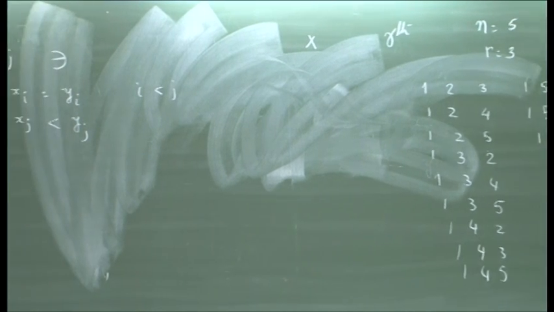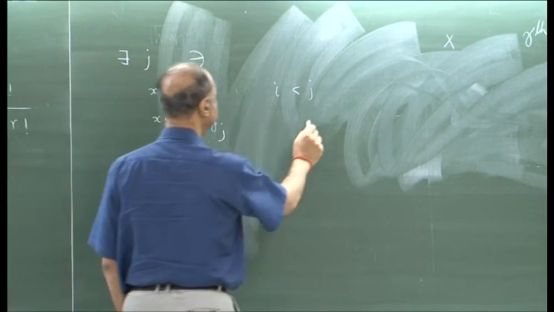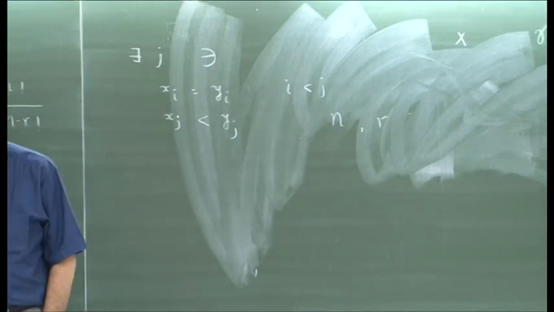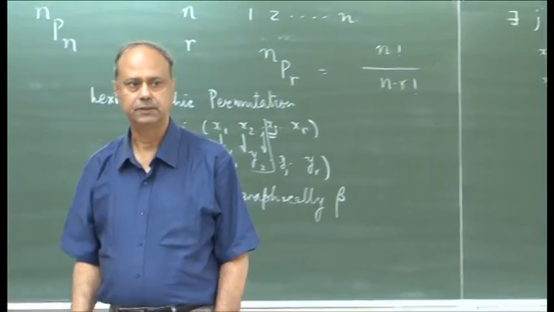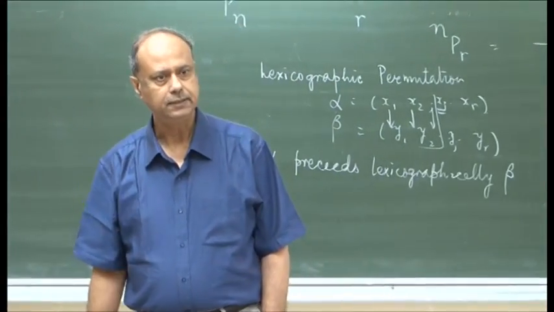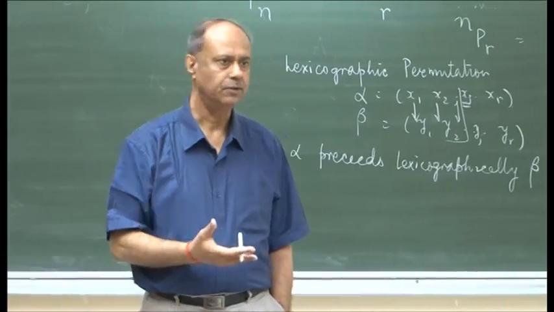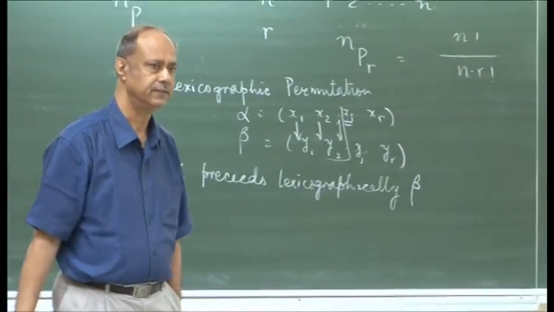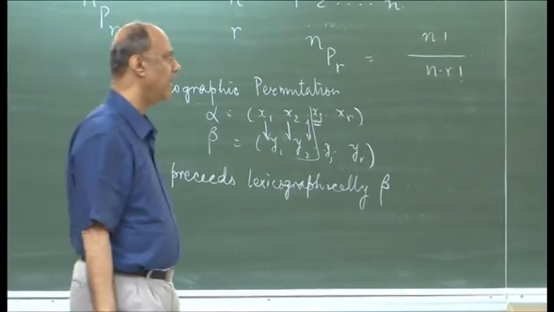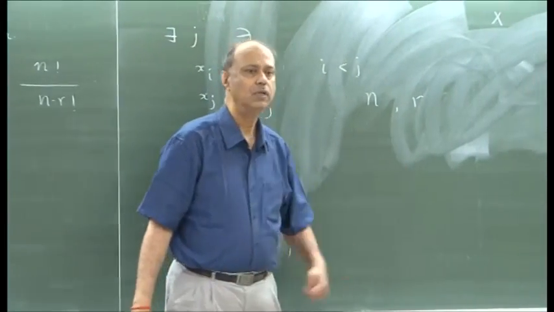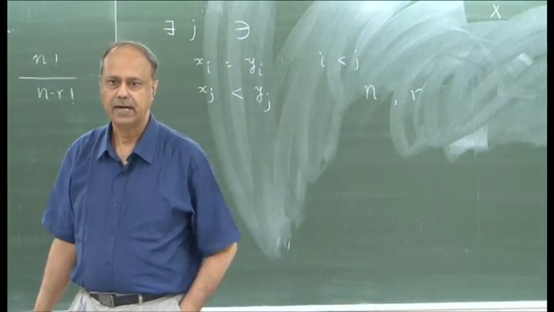Now what is the problem? The problem is that given n and r, I want to generate all permutations. Because this number may be very large, I need the help of parallel machines. So can we have parallel algorithms to generate all nPr arrangements?